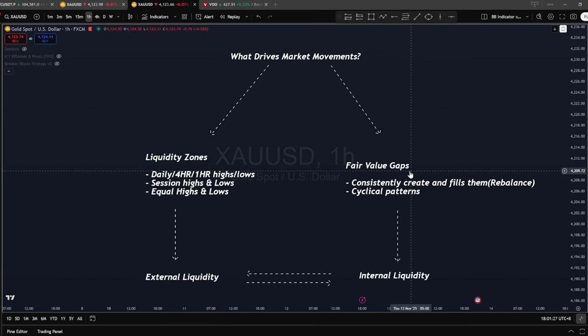So, to bring both of these concepts together, liquidity zones and fair value gaps, you have your external liquidity and internal liquidity. You see the market go up and come down, go up and come down. What price is just doing is moving from a point of external liquidity to internal liquidity to collect orders to push price back towards external liquidity, back and forth. That's how price moves up and down in the markets. Is everybody clear on this?